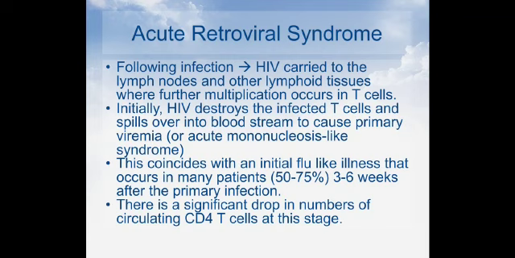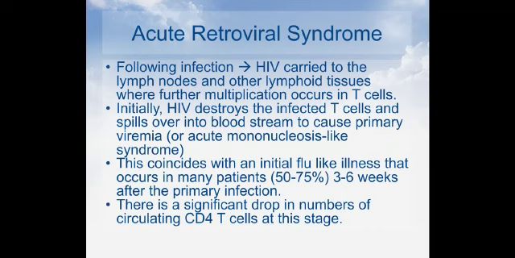Following an infection with HIV, the virus is carried to lymph nodes where it multiplies and spills over into general circulation, leading to primary viremia. Due to this primary viremia, suddenly there is a drop in CD4 cells because they come as a first line defense. This happens after 3 to 6 weeks of primary infection, during which patients generally will have myalgia or flu like symptoms.